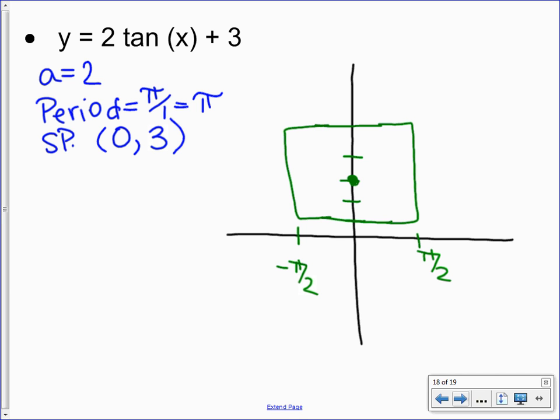Then same thing, we need to cut our frame in half lengthwise and then into fourths. So what's halfway between negative pi over 2 and pi over 2? 0. What's halfway between 0 and pi over 2? Pi over 4. And halfway between 0 and negative pi over 2?